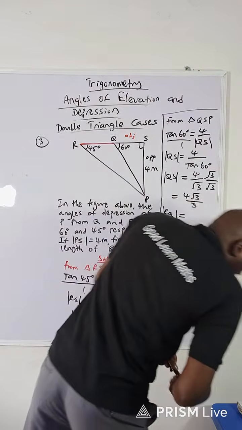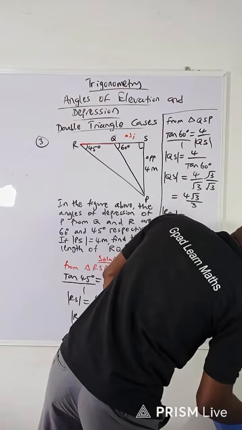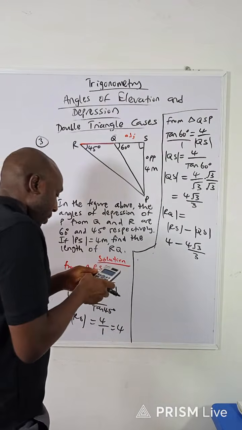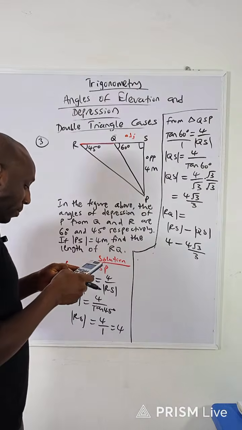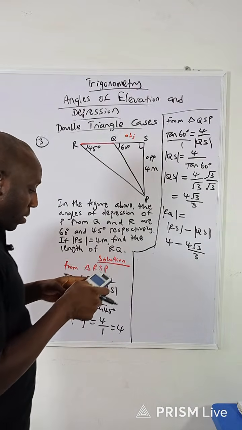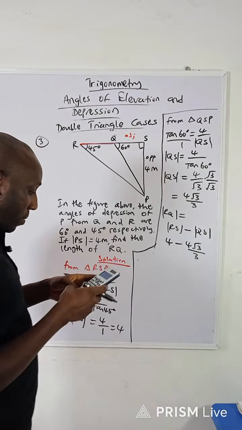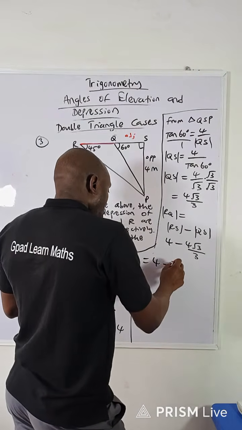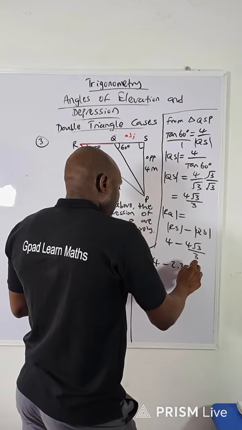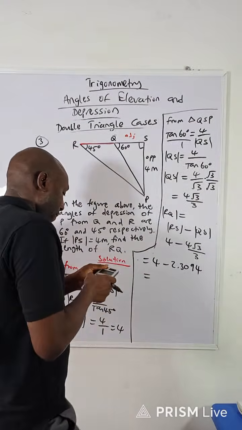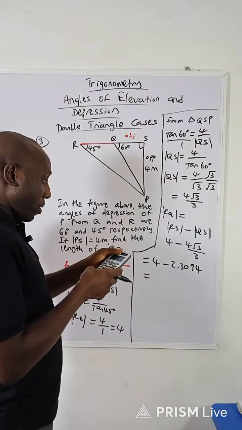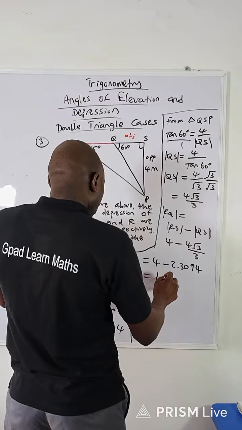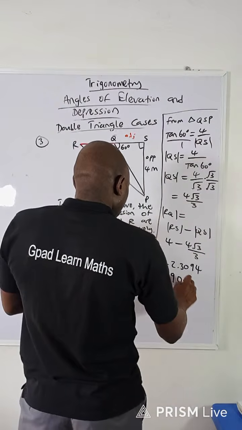Well, if you want, let us leave our answer in decimal. So 4 root 3 divided by 3. Let me leave my answer in decimal. So 2.3094. So that's 4 minus 2.3094, which is 1.6906.